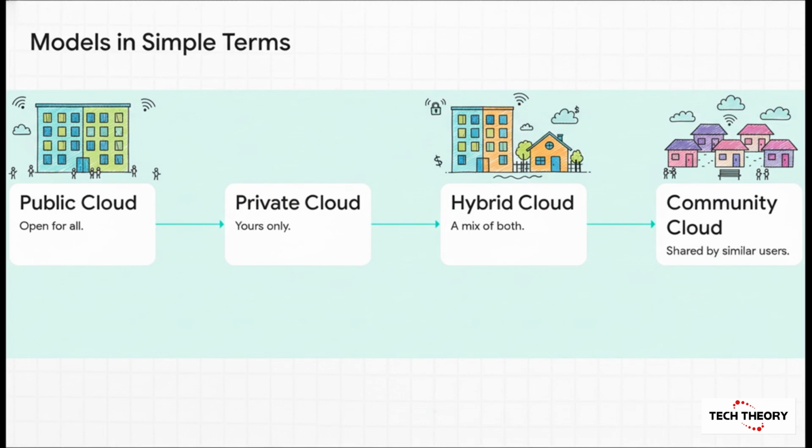Okay, so let's boil it all down one last time, as simple as it gets. Public is open for everyone. Private is yours and yours only. Hybrid is a strategic mix of both. And community is shared by a specific, trusted group. That's it. That's the whole shebang.